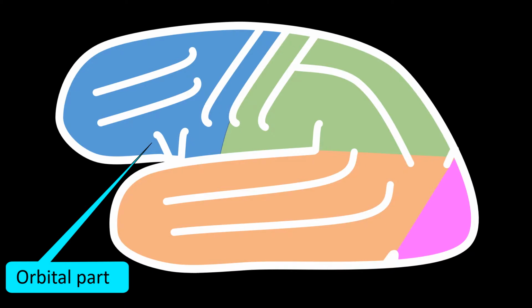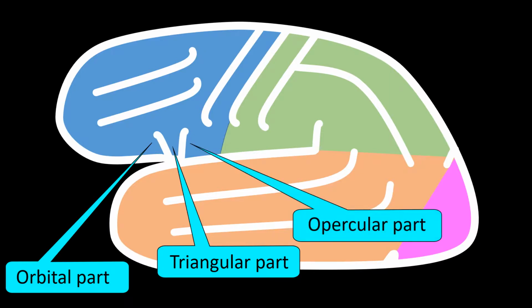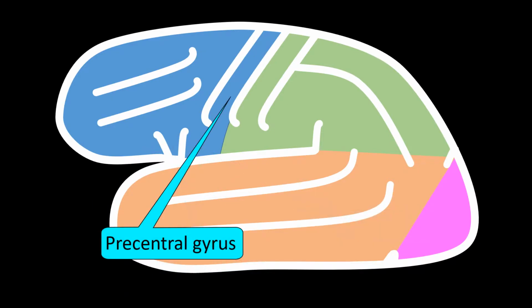in front of the anterior ramus of the lateral sulcus the orbital part, behind the anterior ramus of the lateral sulcus, and in front of the ascending ramus of the lateral sulcus we have the triangular part, and behind the ascending ramus of the lateral sulcus but confined to the frontal lobe we have the opercular part. In the frontal lobe, we can also find the precentral gyrus.